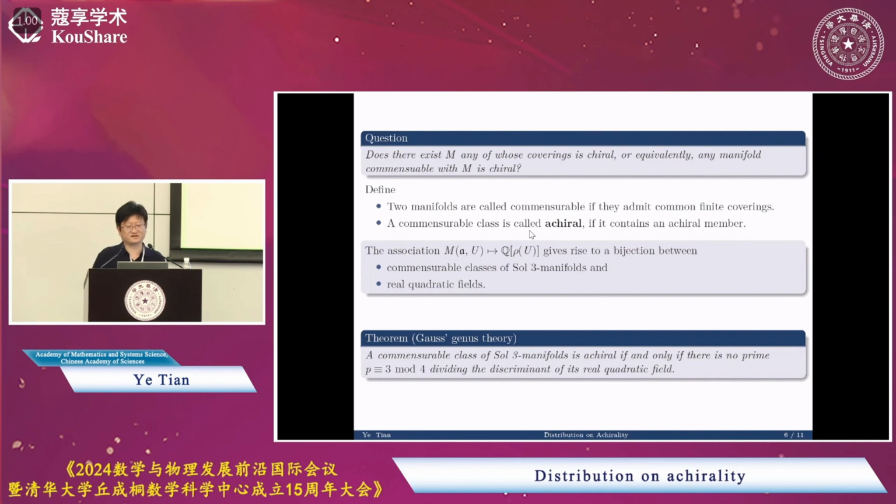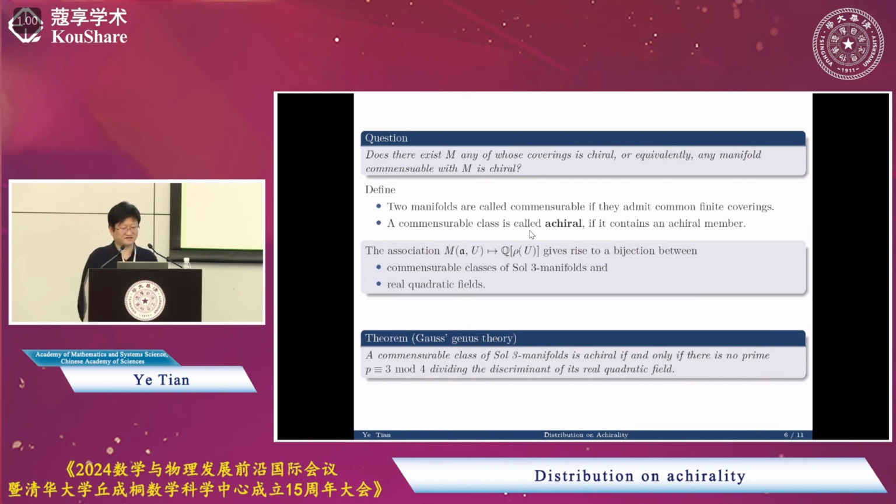Two manifolds are called comparable if they admit a common finite factor covering. A comparable class is called achiral if it contains an achiral member. So the question is to ask, is there any chiral class? First, let's classify these comparable classes of Sol 3-manifolds. It is in one-to-one correspondence with real quadratic fields.